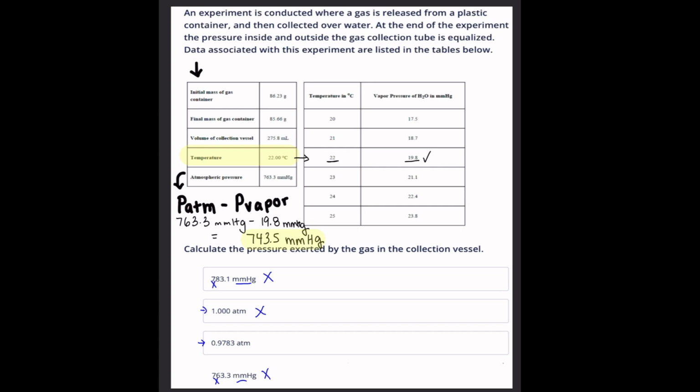Now let's just say you weren't able to determine that. What we would have to do is convert our millimeters of mercury measurement to atmospheres. And when we do that, we will find that the third option is correct.